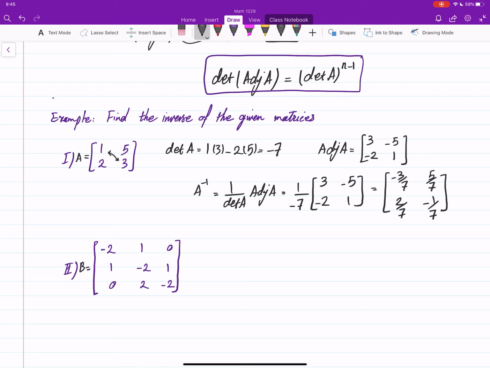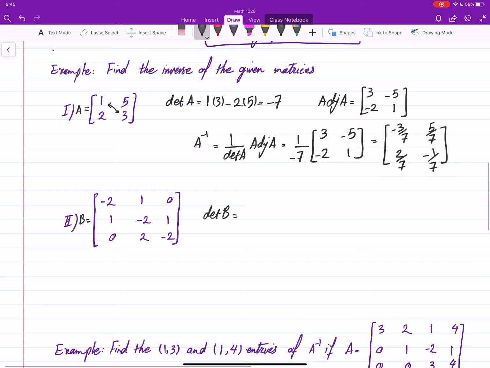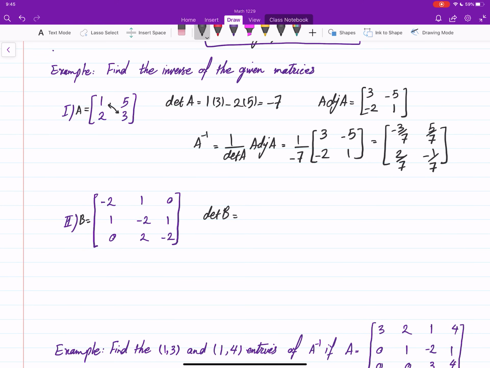Well, this one, B, let's first find the determinant of B. If we expand along the first column, what we will get is, well, negative 2 times 4 minus 2, minus 1 times negative 2 minus 0, plus 0. And then this is negative 2 times 2, which is negative 4. And here we have a plus 2. This is negative 2.